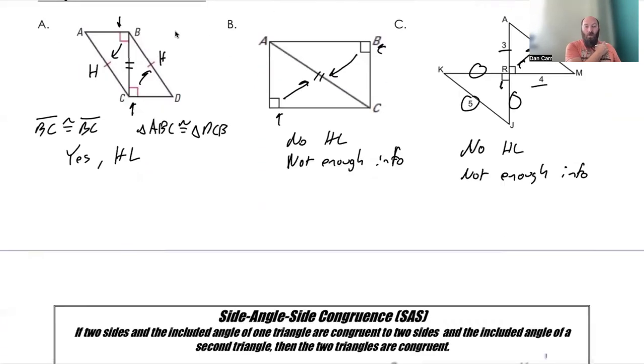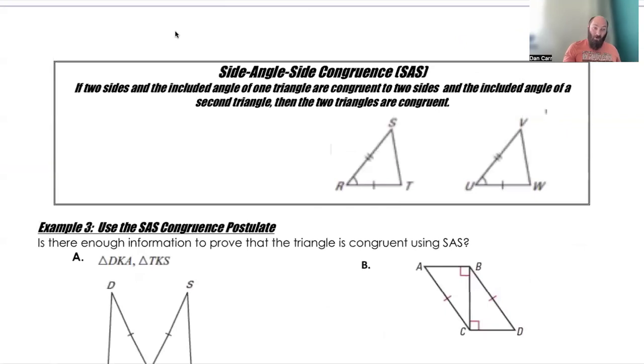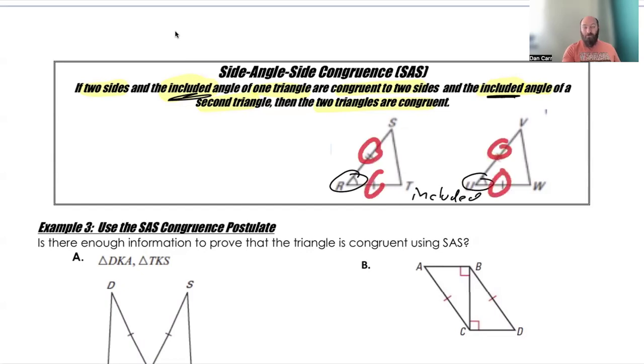We're on to our last few of these. The next example of why two triangles are congruent is what's called side-angle-side. If two sides and the included angle, this is an important word here, the included angle, of one triangle are congruent to two sides and the included angle of a second triangle, then the two triangles are congruent. Included kind of means in between. When I look at this diagram, angle R and angle U are included because we're working with these sides that are congruent here and here.